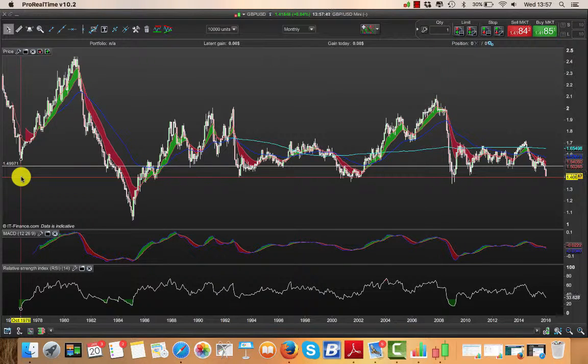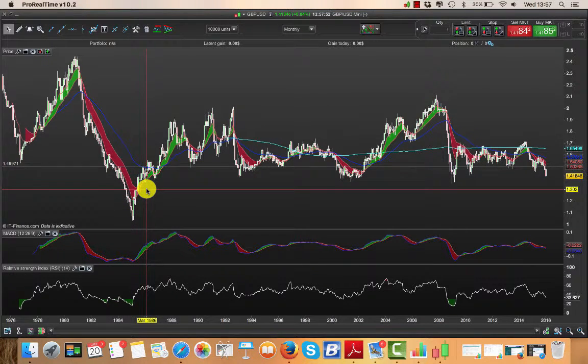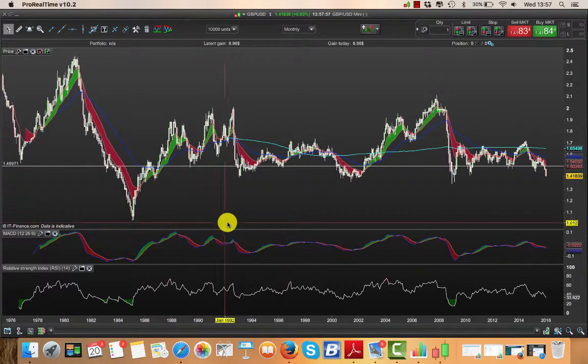Only once, around the 1983 to 1985, 86 mark, did it really get to almost a parity level of 1-to-1. And we're at this area now, so it's quite an area. It's broken around the 1.5 mark, it's come down and we've broken on further.